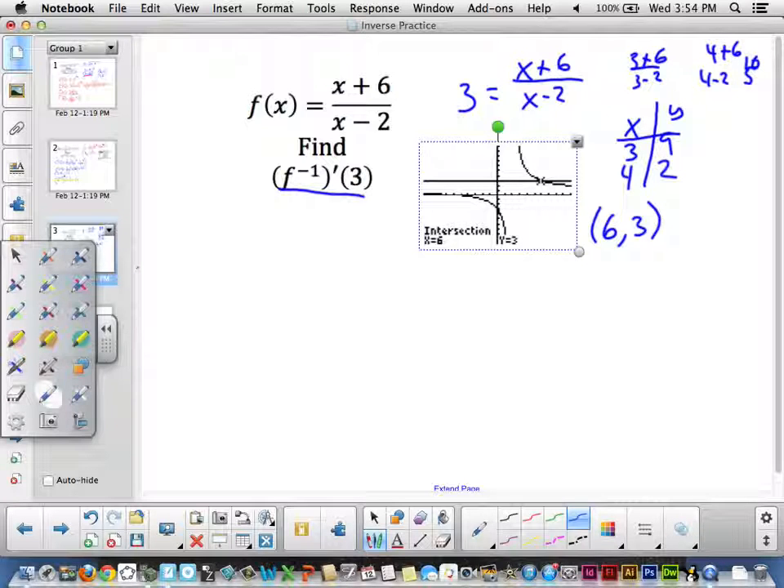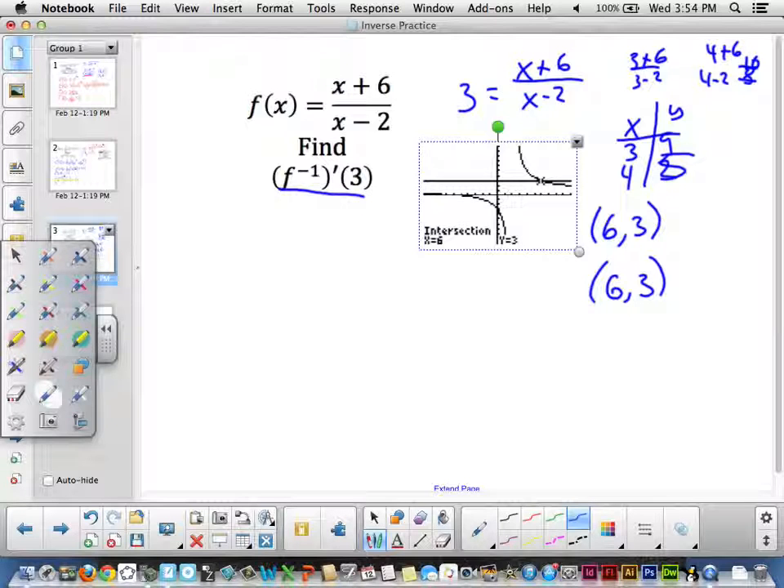Oh, that's my mistake. This is a 2, not a 5. 10 divided by 2, then we get a 5. All right, I'm sure you all caught that ages ago. But (6, 3) is our point. That means in the inverse it's (3, 6).